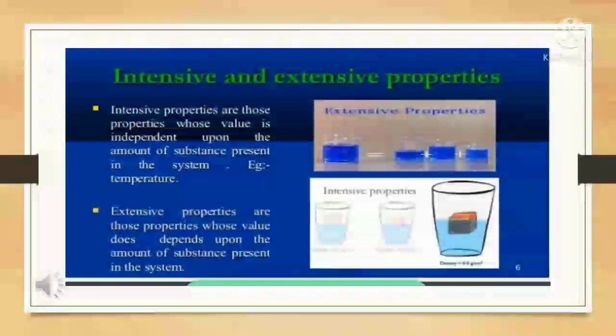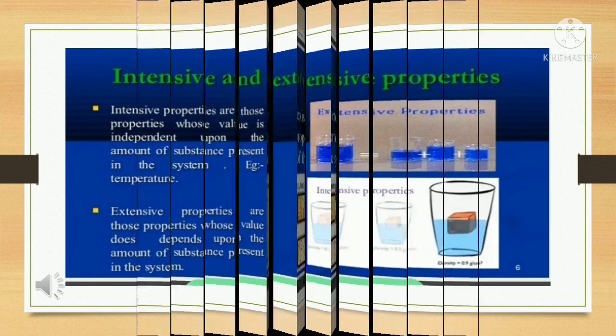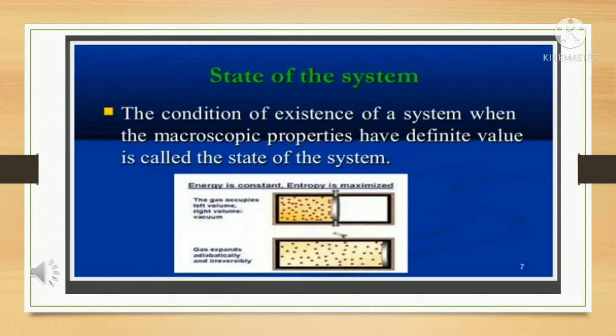And intrinsic and extrinsic properties. Intrinsic properties are those properties whose value is independent of the amount of substance present in a system. Example, temperature. And extrinsic properties are those properties whose value does depend upon the amount of substance present in a system. The state of a system is the condition of existence of a system when its macroscopic properties have definite values. As we see in the figure, we can understand clearly.